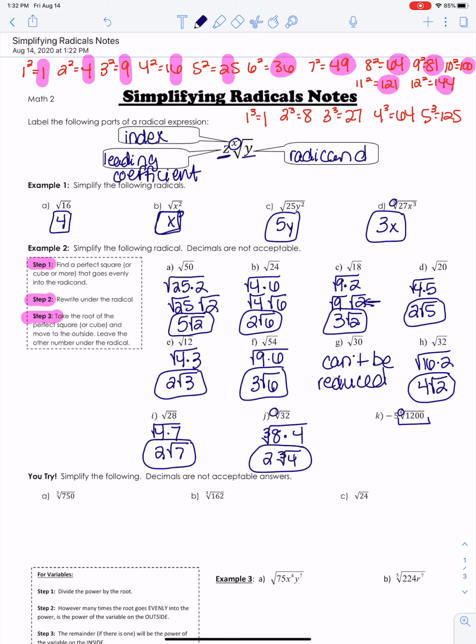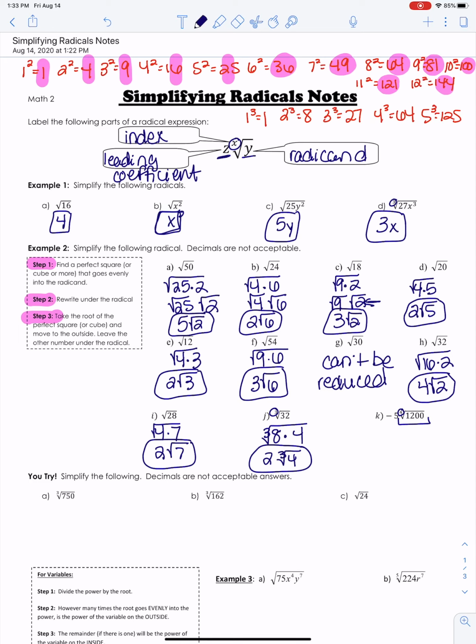So what I'm going to start with is I'm going to do 2 to the 4th power. 2 to the 4th power gives me 16, and I'm going to see if 1200 is divisible by 16. Okay.